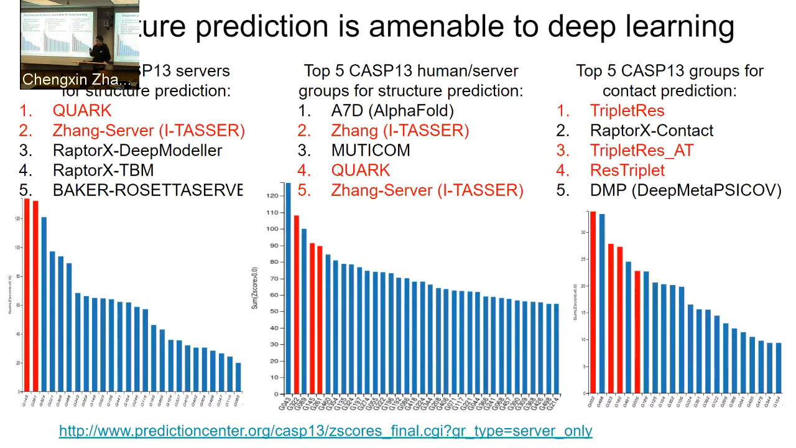And also, there's a sub-challenge called contact prediction. I will explain what contact prediction is later. And also, in this category, TripleRes and ResTriple are the programs we developed, and we also ranked at the top. Now, actually, all these top 13 groups except for Rosetta, they all use deep learning. So why is deep learning particularly suitable for protein structure prediction?